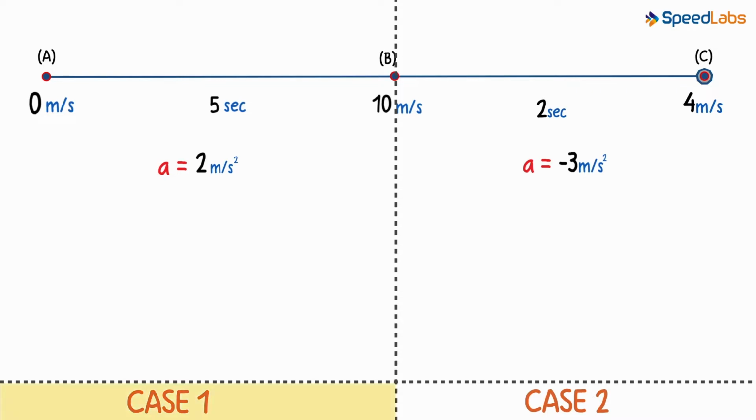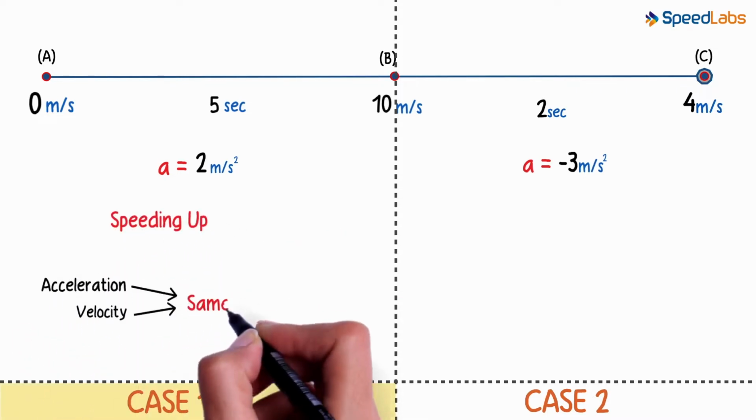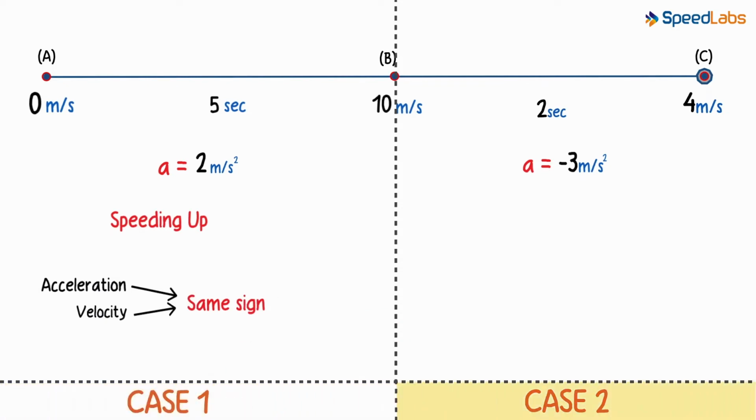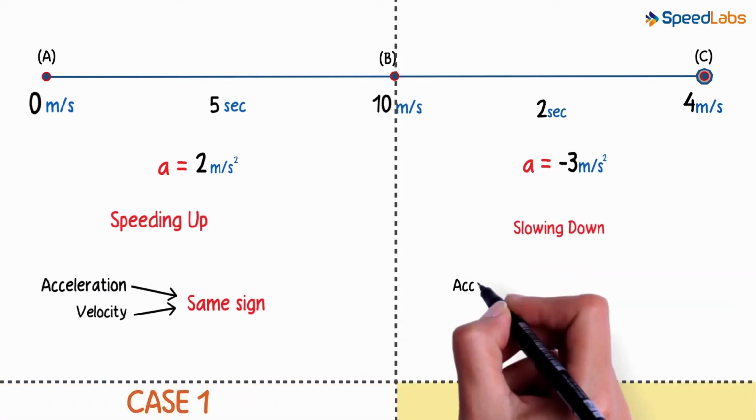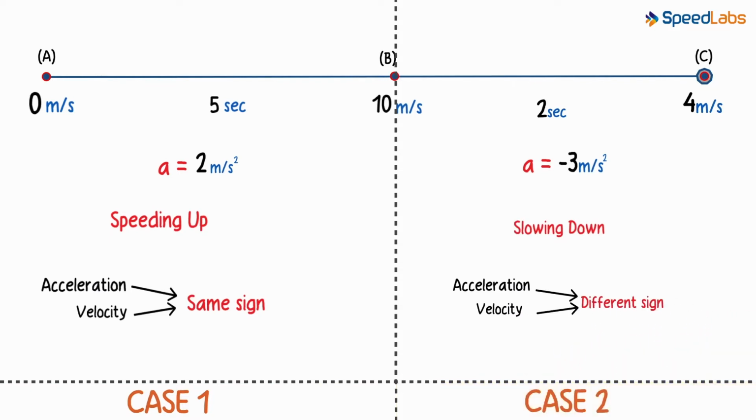Clearly, in the first case, the body is speeding up as the acceleration and the velocity have the same sign. And in the second one, the body is slowing down as the acceleration and the velocity have different signs. Surely, you know the concept of speeding up and slowing down by now. In the next video, we will look at the concept of uniform and non-uniform acceleration.